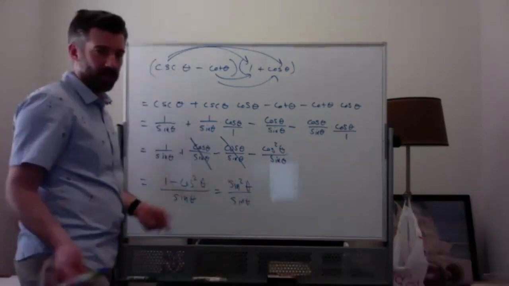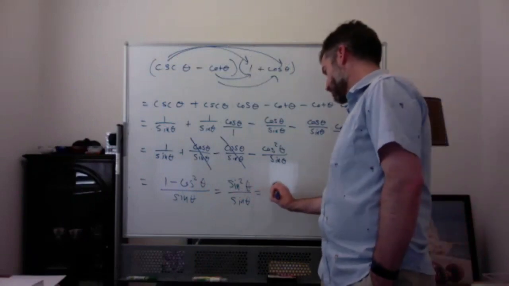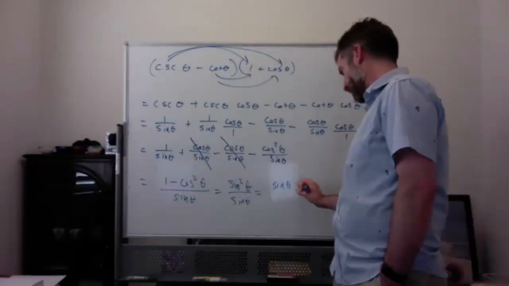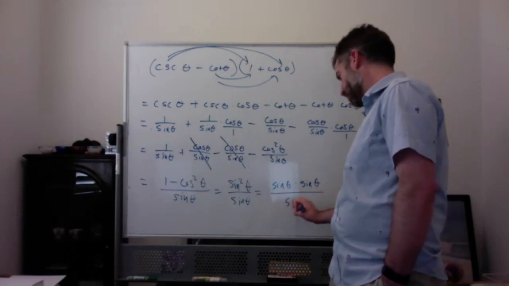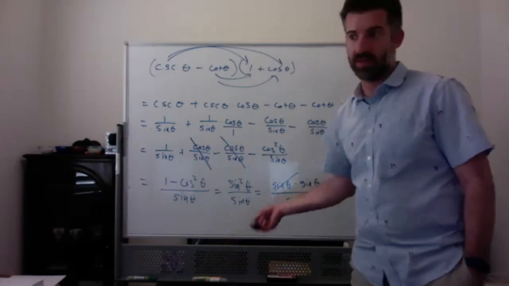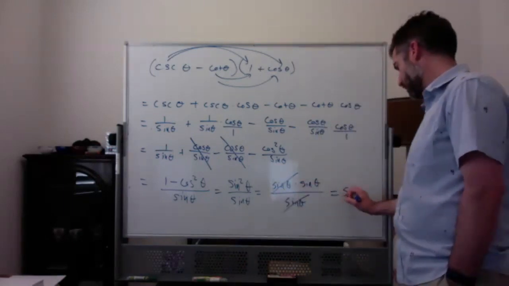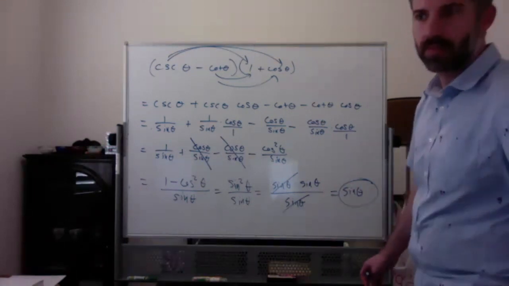And if you don't like what I'm doing here, you can actually just write that sine squared theta means sine theta times sine theta all over sine theta. And then sine divided by sine is 1, and it just cancels out, so you're left with sine theta. That's our answer.